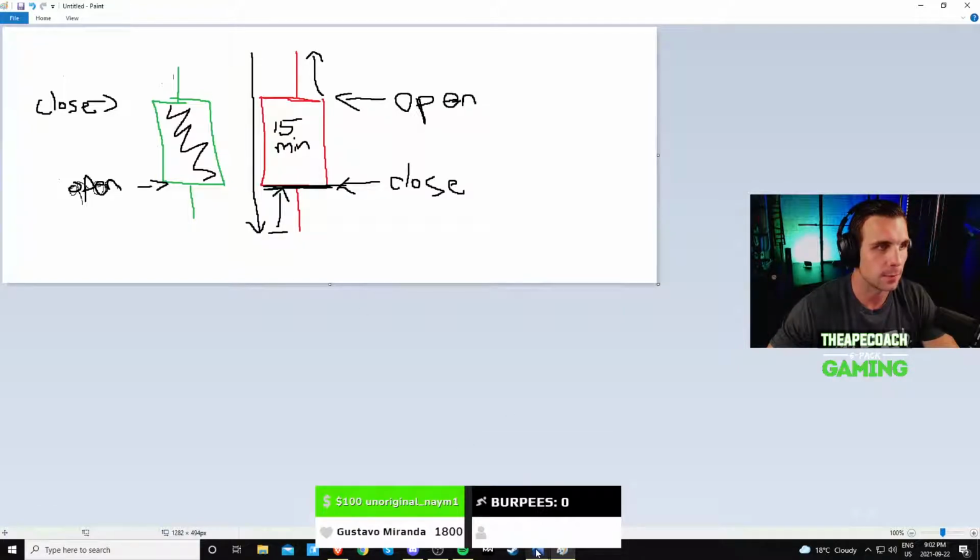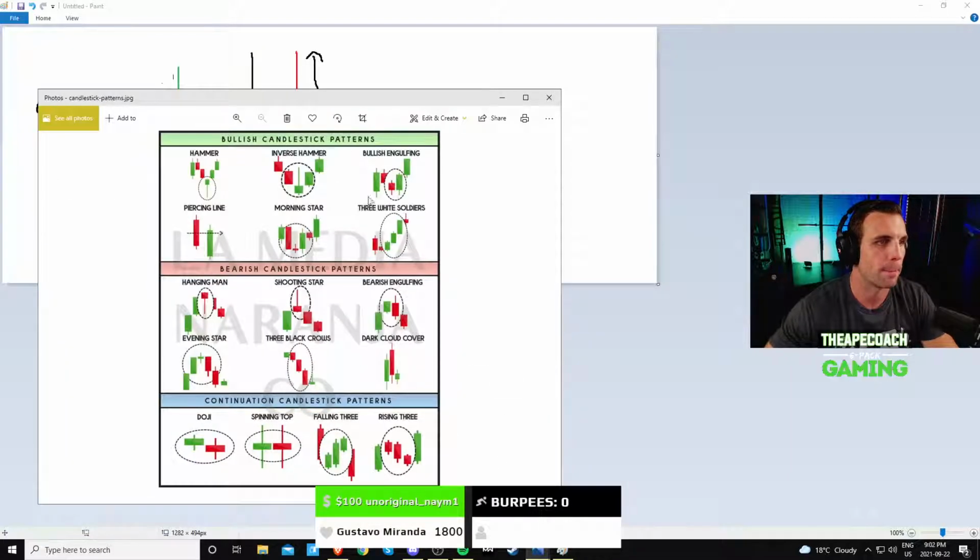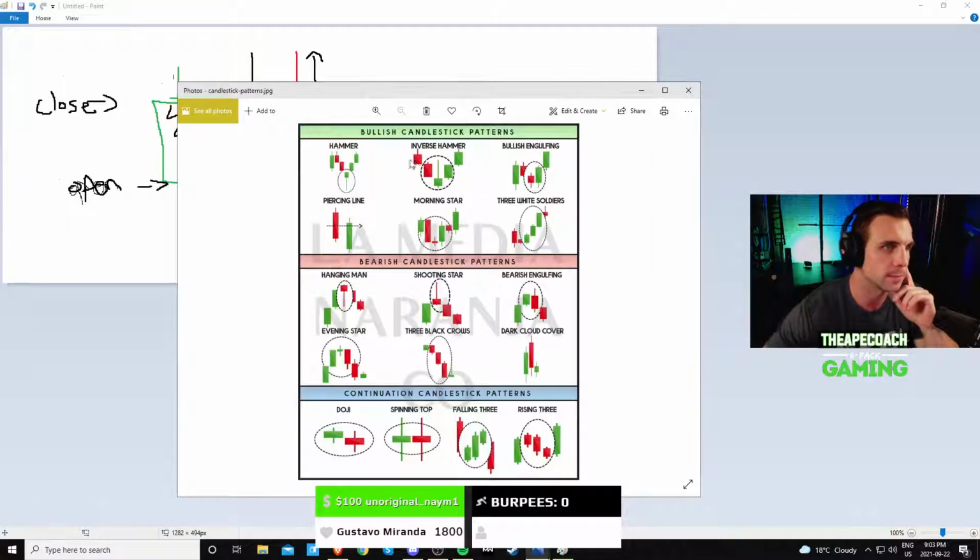Okay, so now that we have that, we can look at some patterns to kind of understand what these things mean. Because yeah, okay, there's a bunch of red and green candles on a chart. How does that tell me what's going on in the market, and how can I use that to earn some profits, make some good trades? So that is where these candlestick patterns come into play.